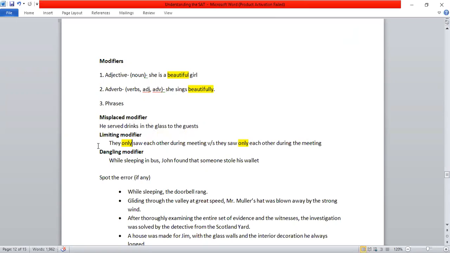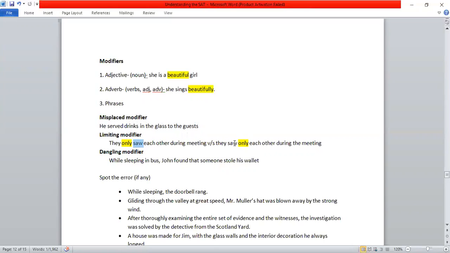Now I again want you to pause here and ask yourself, how are these two sentences different? If you have understood and you know, then great. If you don't, look at it carefully. When I say it's a limiting modifier, "only" limits "saw," that means the action. They only saw. So they saw each other and they did not greet, they did not talk, they did not even care that the other person exists.